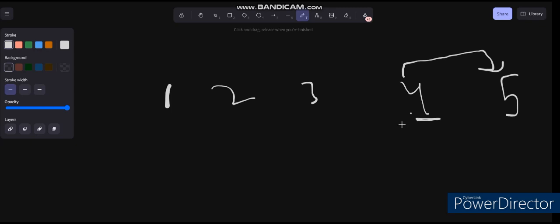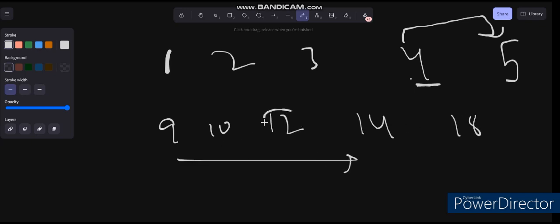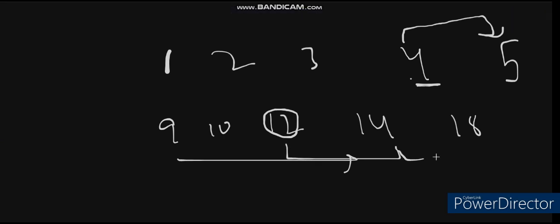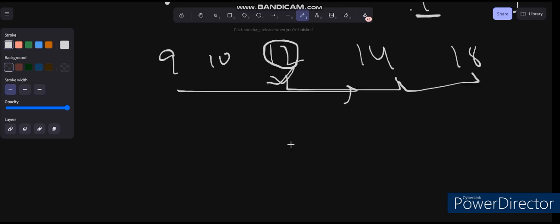Let's take another example: 9, 10, 12, 14, 18. So here, if 12 is the bad version, all the elements after 12 will be bad. So the result will be 12, right? As this is the first bad version.